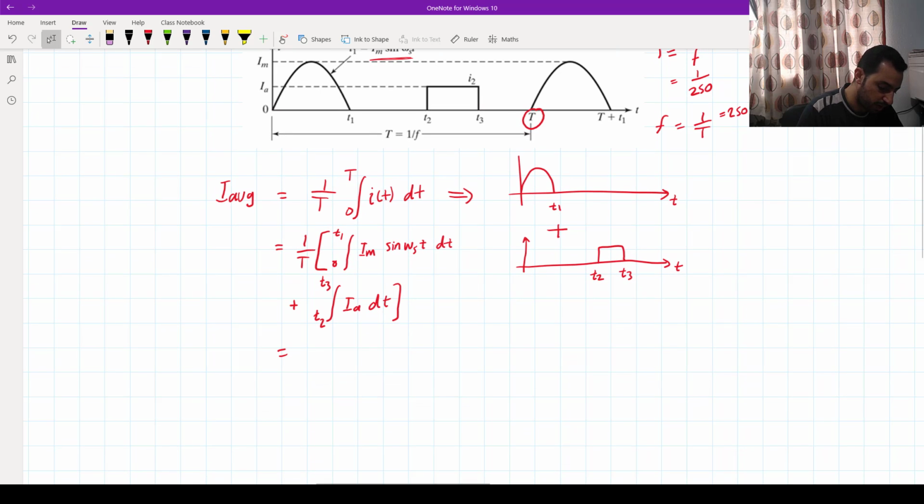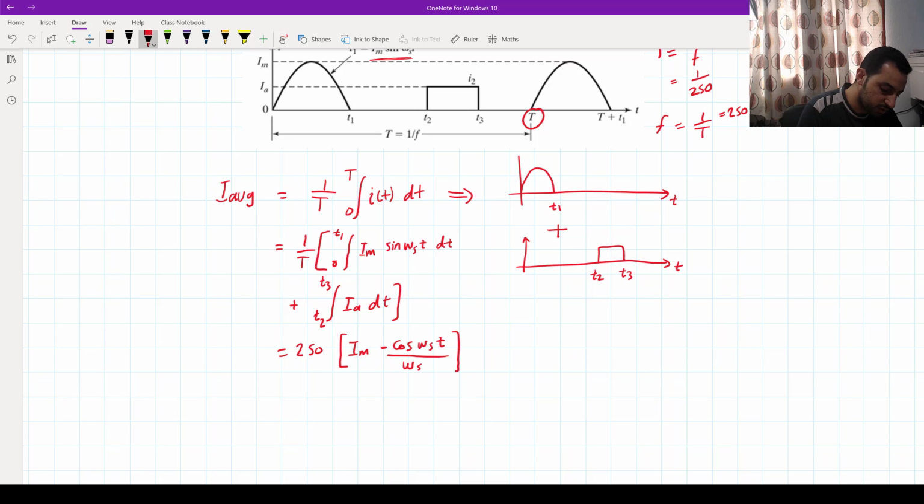Okay, so we have here 250 multiplied by the integration of sine. So these are some integrations that you should know from your math background or math modules. The integration for I maximum is constant, so I can take it out, and the integration for the sine is minus cosine omega s t divided by omega s.